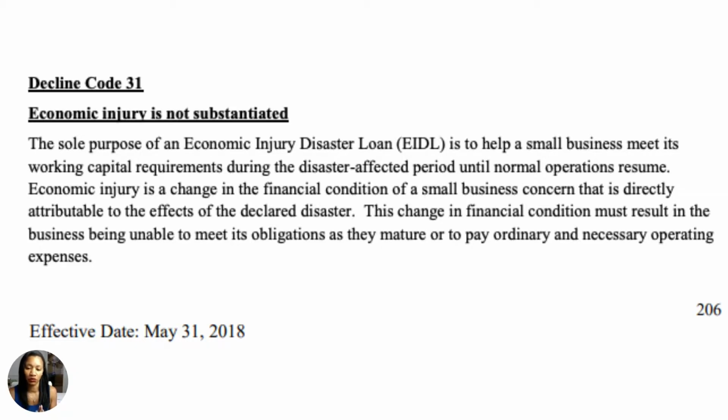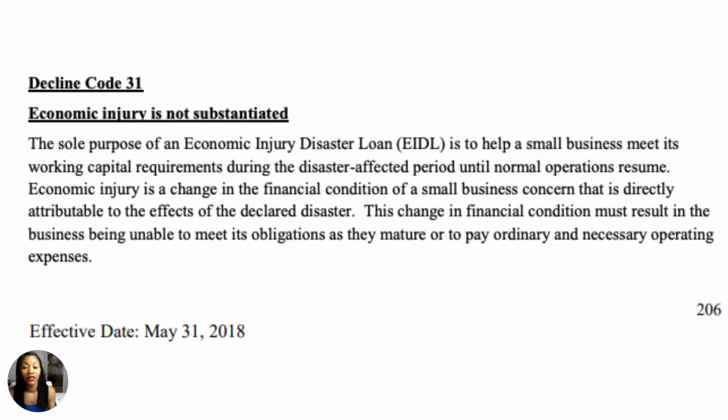The economic injury disaster loan is to help the businesses meet its working capital requirements during the disaster period until normal business operation is resumed. Economic injury is a change in the financial condition of a small business concern that is directly attributable to the effects of the declared disaster. This change in the financial condition must result in the business being unable to meet its obligations as they mature or pay ordinary and necessary operating expenses.